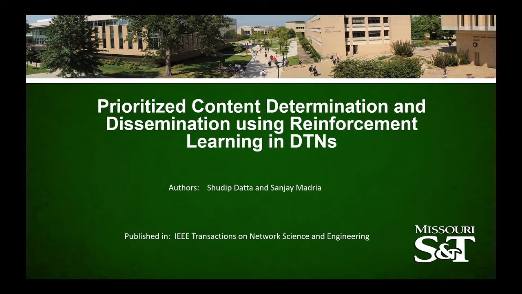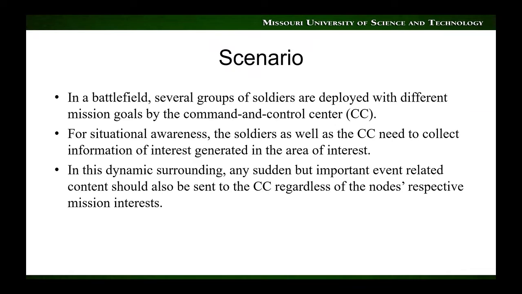Before explaining the title, let's first see what scenario we are considering. So we are considering a battlefield or disaster affected scenario. For example, in a battlefield, different groups of soldiers are deployed by the command and control center, and those groups of soldiers have different mission goals. That means they have different interest on the surrounding. So these soldier groups need to collect information from the surrounding, and they need to send the information to the command and control center for situational awareness.